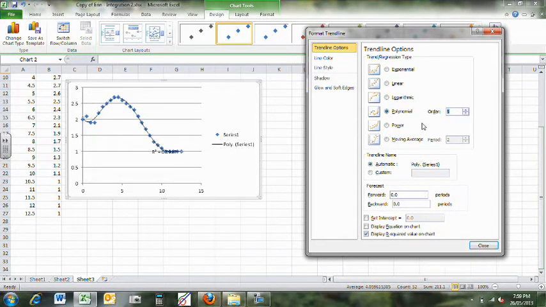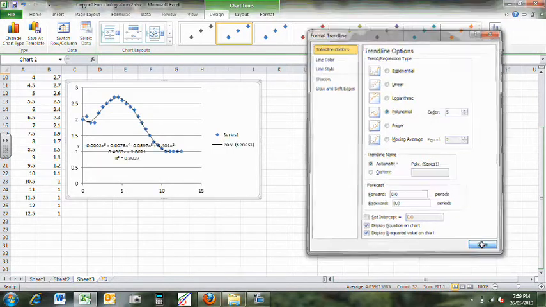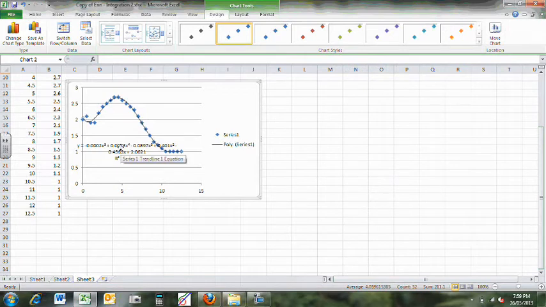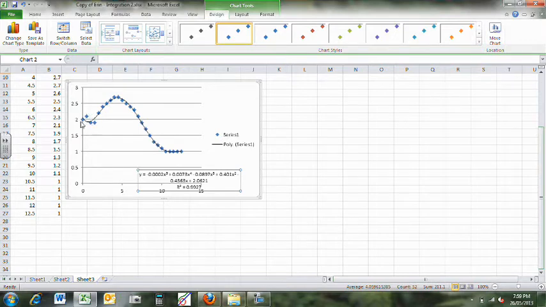So it's a matter of looking at different powers on the polynomial to see which one gives us the better value of R squared. And click close when we've chosen, and also show the equation on the diagram. So that is a model that fits those points, but you can see these points don't quite fit on that curve.